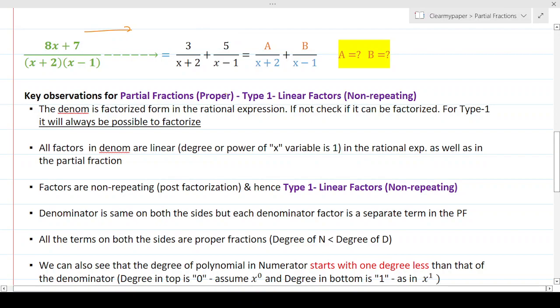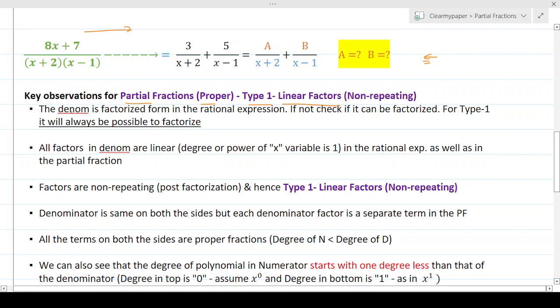Now let's understand some of the key observations. What's happening in this equation? In the context of partial fractions, which are proper fractions, and we're talking specifically about type 1, non-repeating linear factors, let's see what's happening. I'm going to read it out and then we can apply that on the equation. This is the equation we are talking about.